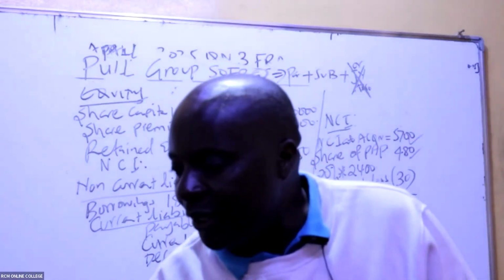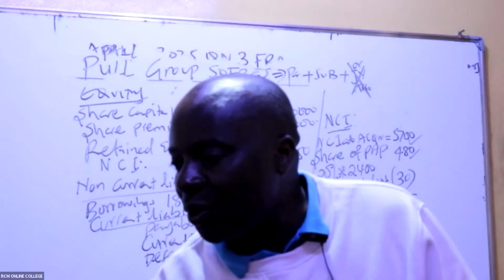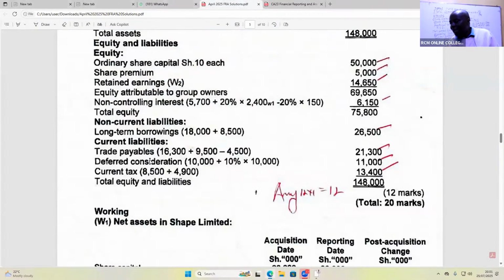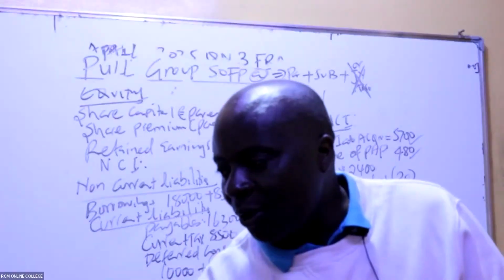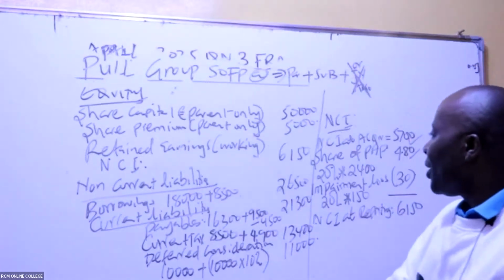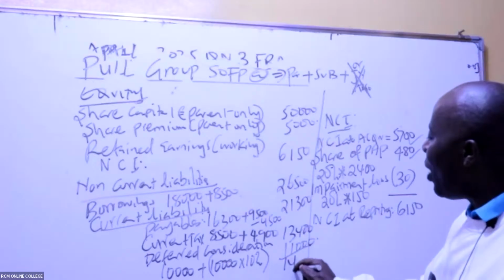So what do we have, my good students? The deferred consideration has already been provided. This one is a liability: deferred consideration, 11,000. Remember, the total equity and liabilities should be equal to total assets, isn't it? If you remember, the total assets were 148,000. So all this must also add up to 148,000.